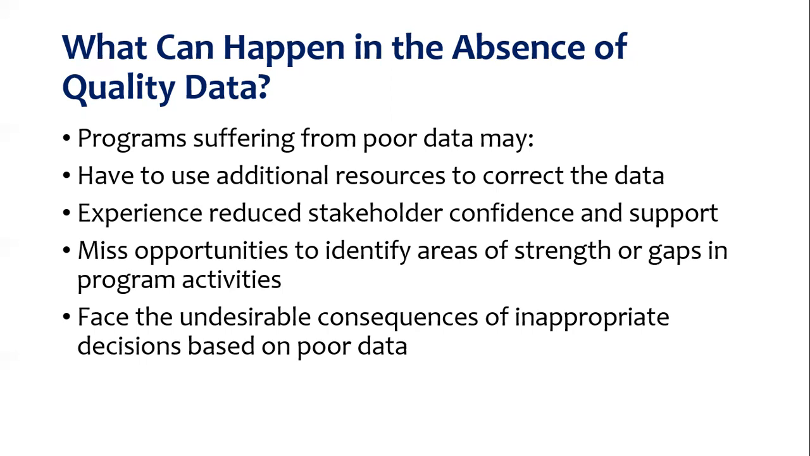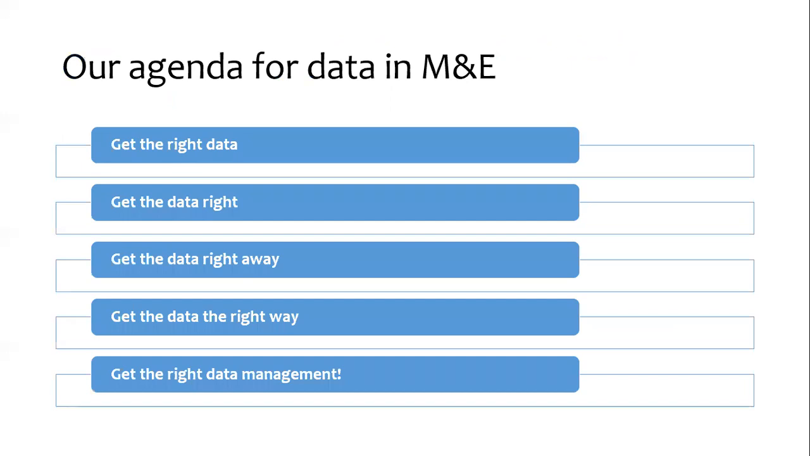And so for this reason, in M&E, the agenda is for us to get the right data, get the data right, get the right data, then get the data right. Also, you need to get the data right away, and you need to get the data the right way. Then you need to get the right data management. When we touch on the dimensions of data quality in M&E, I will elaborate more on those things.